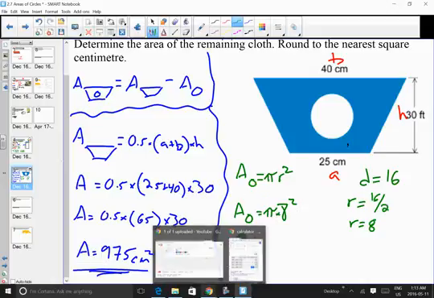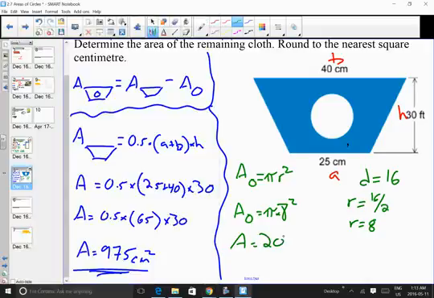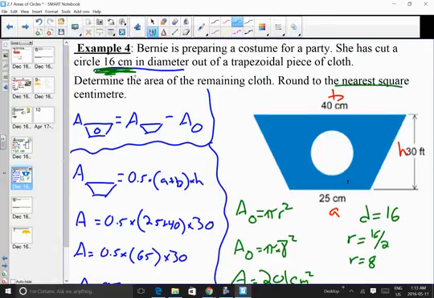Right, jump to my calculator. Pi times 8 times 8. Right, 8 squared is just 8 times 8. It is 201-ish, a little bit bigger. But since we're rounding to the nearest square centimeter, I don't feel bad.